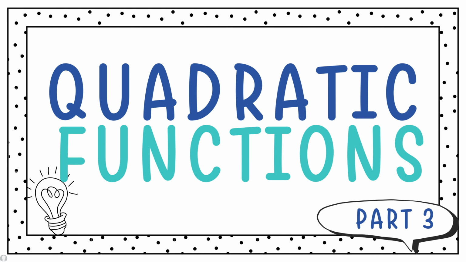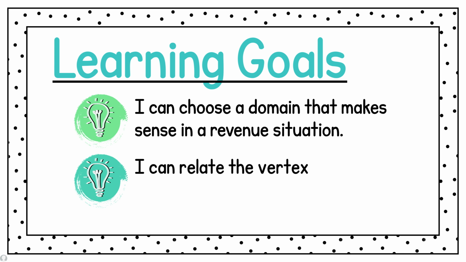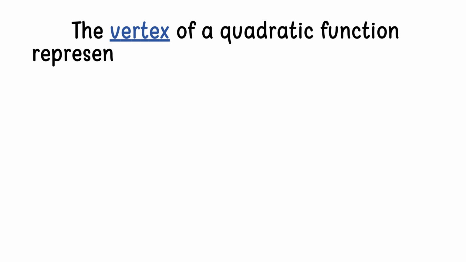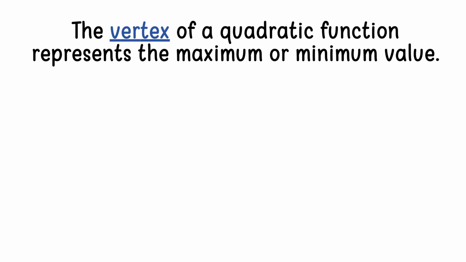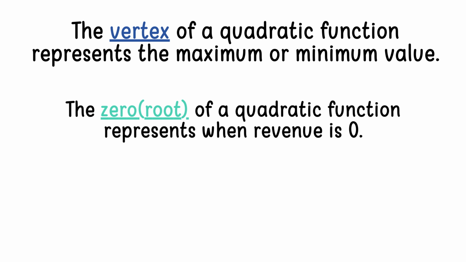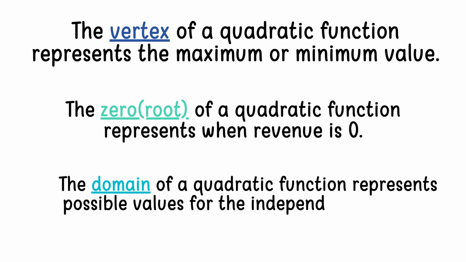Quadratic Functions Part 3. In this video, you'll learn how to choose a domain that makes sense in a revenue situation. You'll also learn how to relate the vertex of a graph and the zeros of a function to a revenue situation. The vertex of a quadratic function represents the maximum or minimum value. The zero or root of a quadratic function represents when the revenue is zero. And the domain of a quadratic function represents possible values for the independent variable. So let's look at some examples.